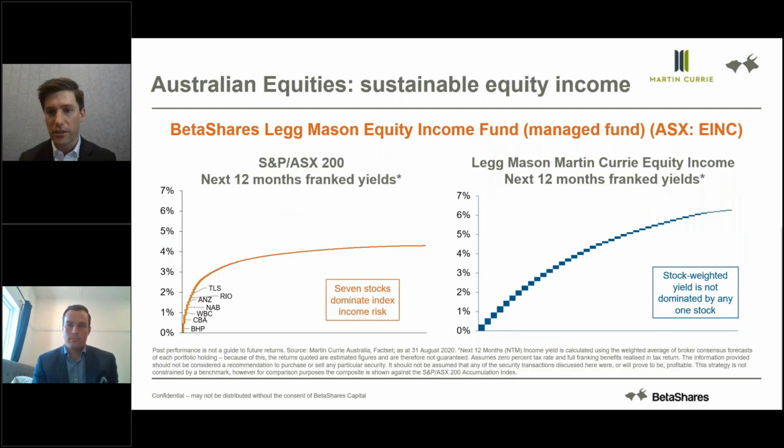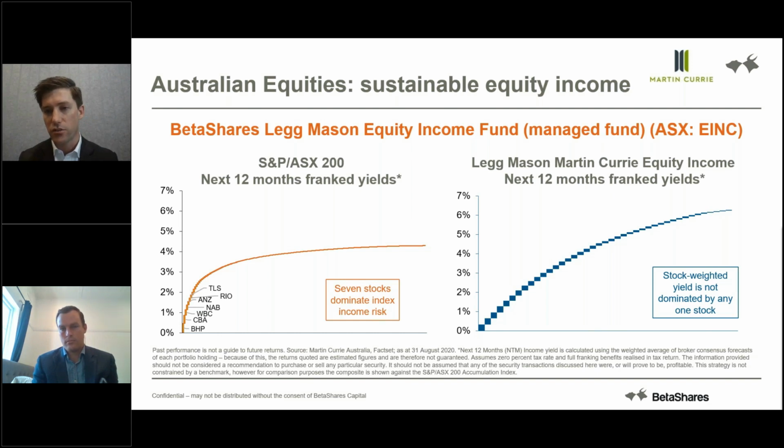The BetaShares Legg Mason Equity Income Fund is managed by Martin Currie, and it goes under the ticker code E-Inc. And Chris, I'll let you talk more about the strategy, but just to demonstrate the value an active manager can bring in for this particular segment of the market, we see these two waterfall charts, and these show the total dividend income from both the ASX 200 and E-Inc's portfolio, broken out by stock.